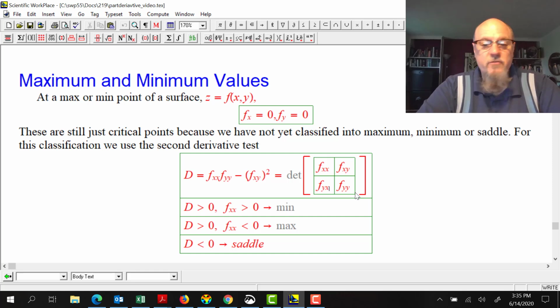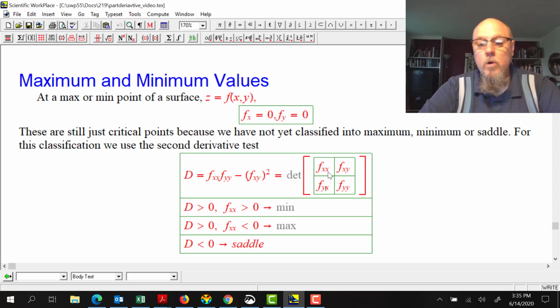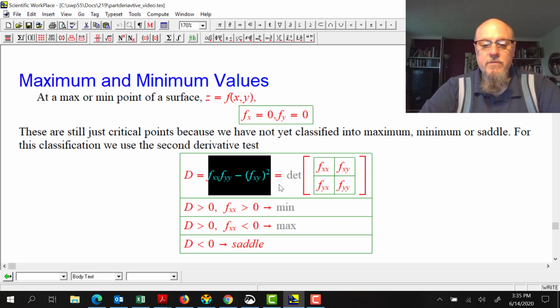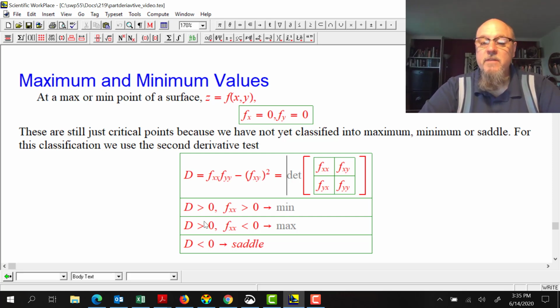It's the determinant of this matrix made up of all four second derivatives. These off-diagonal elements are the same thing. I've written it as fxy and fyx so that it's row column. But if I take the determinant, that's what I'm getting here as a value. If we don't want to think about determinants, you can just think of this as an expression. All right, how does this help me? Well, if the D value is negative, then it's a saddle point. If the D value is positive, then it's not a saddle point, it's a maximum or a minimum.